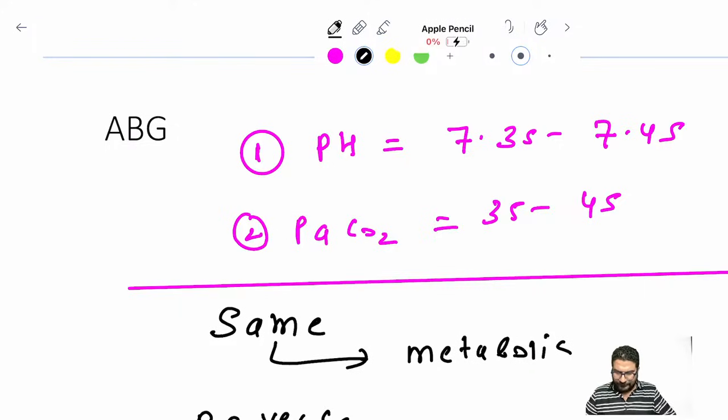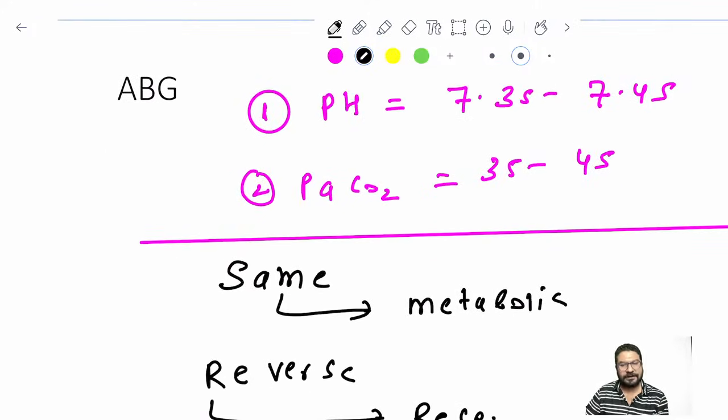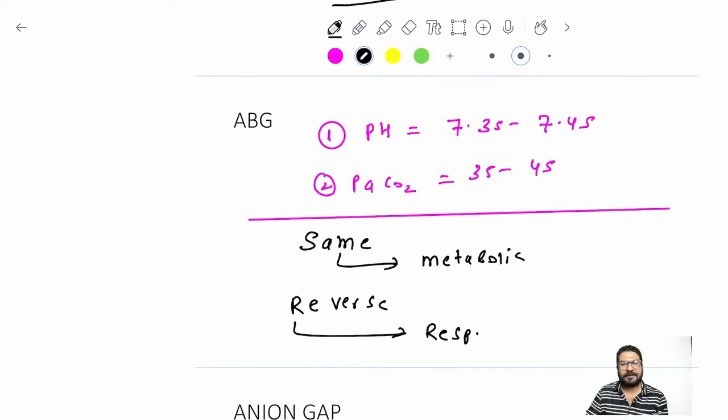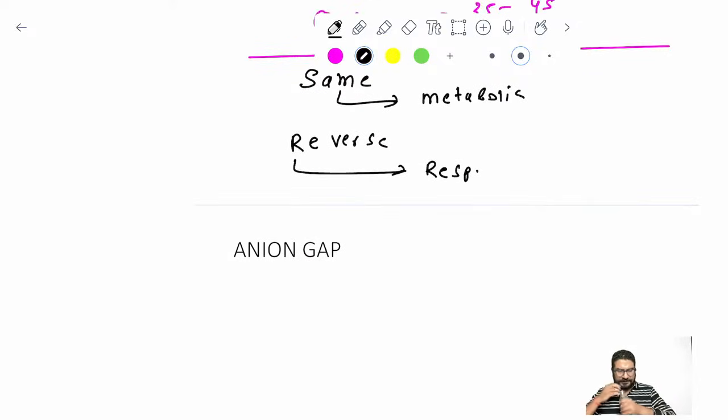Once you see this, then ABG में उसके बाद क्या करोगे? Now what you will do? After this, what you will do? You have to see whether patient is having pH. अगर PaCO2 बढ़ा, that is a respiratory cause, right? अगर pH कम है तो metabolic. Simple.